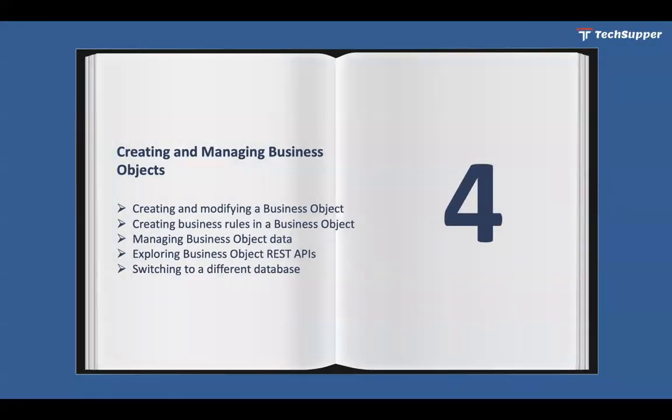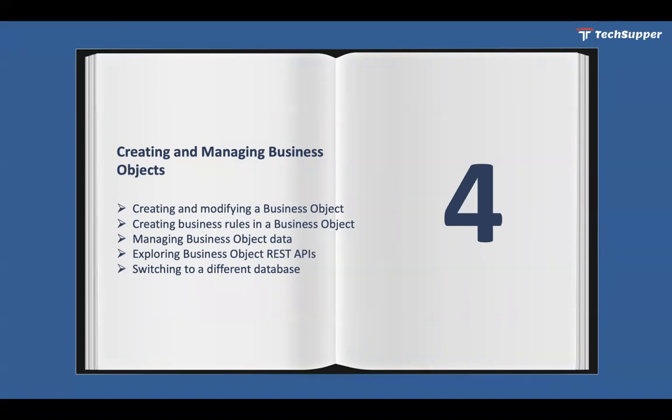The fourth chapter is dedicated to business objects, and the heading of this chapter is Creating and Managing Business Objects. We'll start creating and modifying business objects. We will create various business objects in this chapter from scratch. We will look at various features provided by business objects, like how to create various business rules in a business object. We will manage business object data via the data manager.